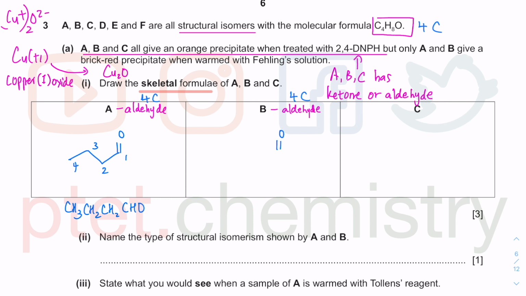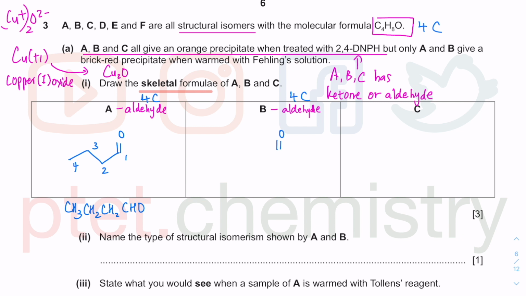Carbon forms 4 bonds. If I only show 1 bond to carbon, there are 3 more hydrogens which are not shown. Carbon forms 4 bonds, 1, 2, so there are 2 hydrogens. Carbon forms 4 bonds, 1, 2, so there are 2 hydrogens. Carbon forms 4 bonds, 1, 2, 3, there's 1 hydrogen there. This is structural, this is skeletal. They want skeletal, we are not given the choice, we must draw skeletal.